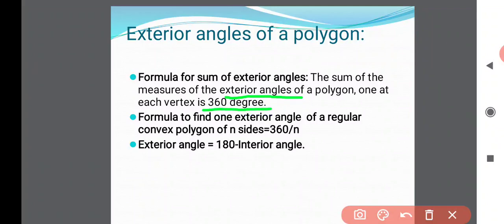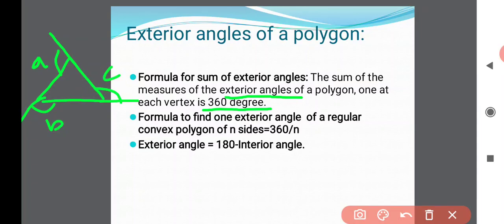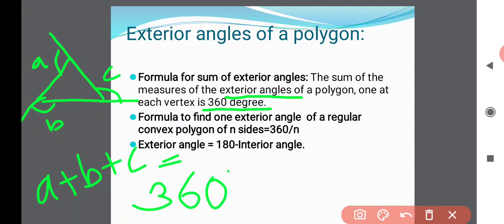So what does it mean? It means if I have a polygon, suppose a triangle, and extend each side, I'll get the exterior angles: first exterior angle A, second B, and third C. The sum of these three angles, A plus B plus C, is equal to 360 degrees. It is valid not only in the case of a triangle but in all polygons. The sum of exterior angles is always 360.